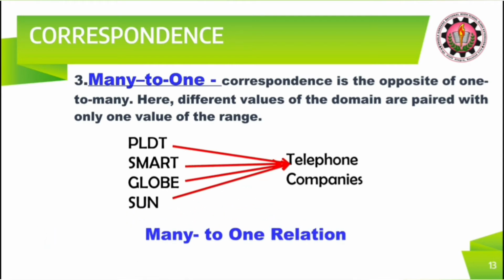An example of this is PLDT, Smart, Globe and Sun, which are telephone companies. Another example is a student: many subjects can be paired to one student, many passengers can be paired to one driver, and many coins can be paired in one wallet.